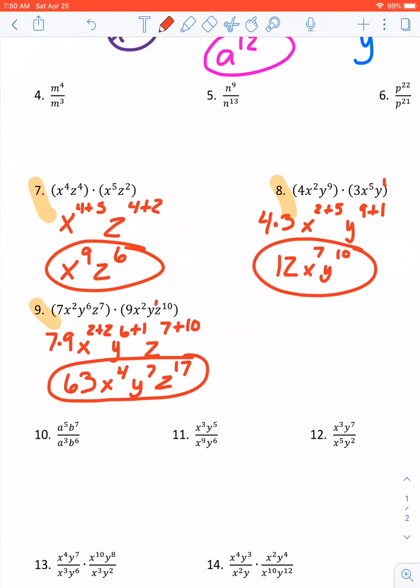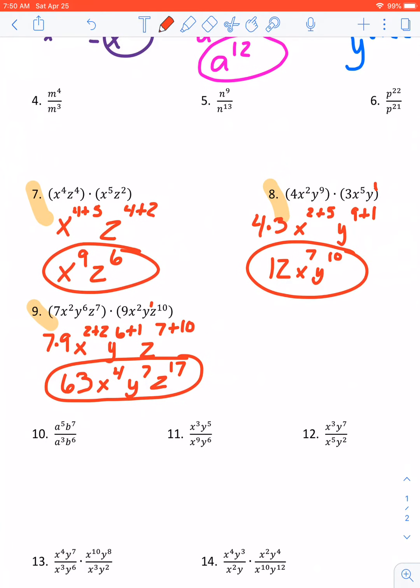So now you should be able to do numbers 1 and 2 and 5 and 6 on your homework. Okay? We will start talking about problems 4 through 6 and 10 through 14 later this week.